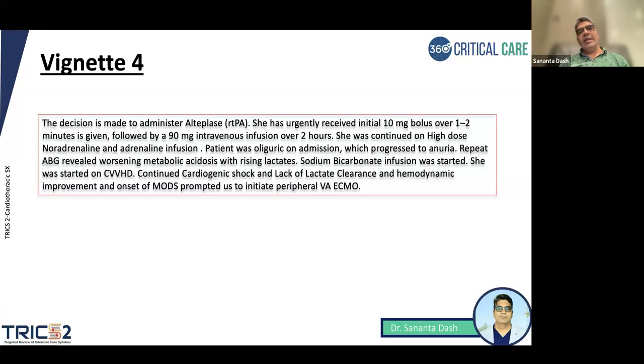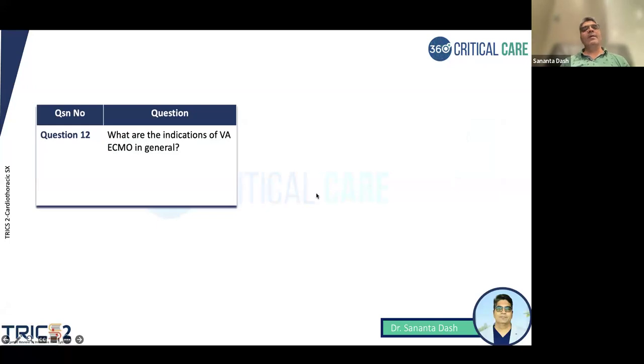Continued cardiogenic shock, lack of lactate clearance, lack of hemodynamic improvement and onset of multi-organ dysfunction prompted initiation of peripheral VA ECMO. As I said, it can fan into any scenario like a cardiac arrest or VA ECMO or any other thing. Okay, in this case ECMO. Now, if they're asking about ECMO, they will start with a very generic question, like a very general question, and then they gradually make it difficult for you, right? So what are the indications of VA ECMO in general, right?